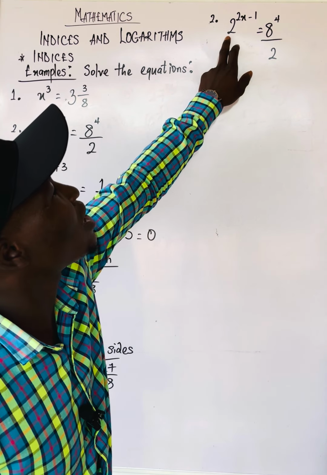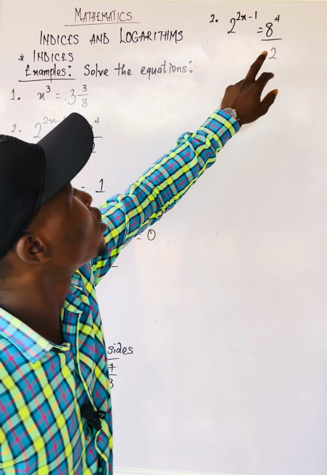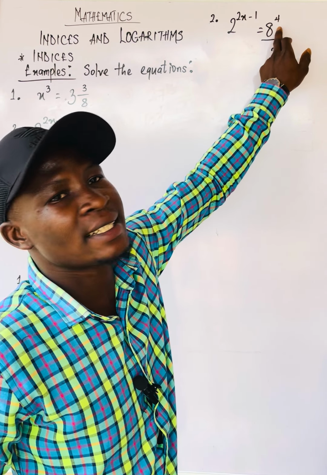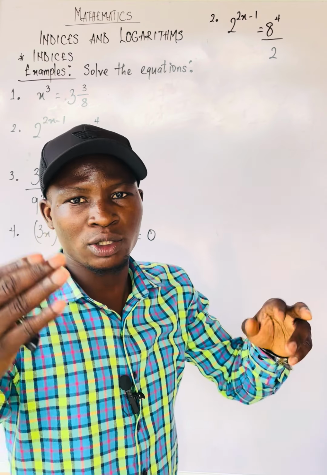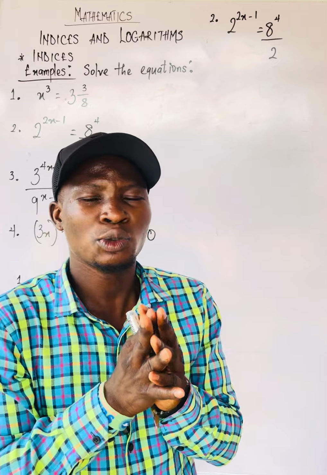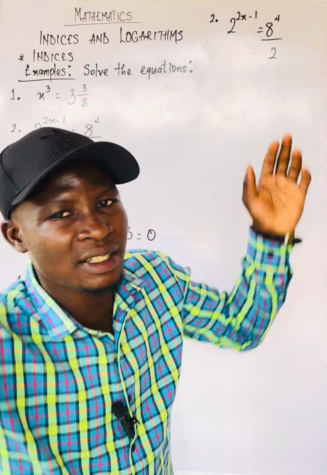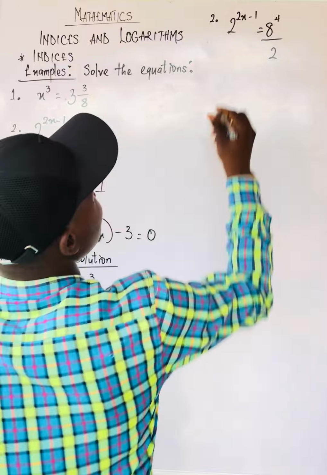If you look at the common base here, the simplest common base is 2, right? So let me look for a way to change this 8 also to the base of 2. Do you understand? So when you look at a question under indices, if you are used to it already, you will know that this is the first step to do. So what am I to do now?